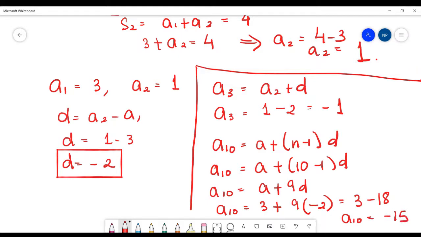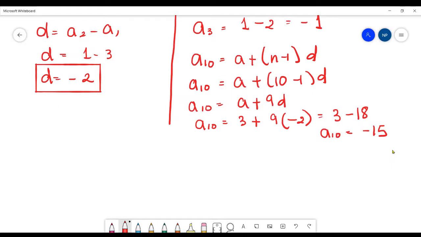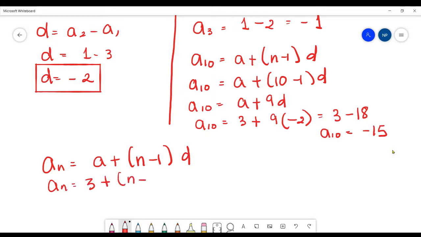Okay. And finally, the last term, that is the nth term, we have to calculate. That means an we have to calculate over here. So our an is what? a plus n minus 1 into d. Right? Substitute the values. An is equal to 3 plus, n is not given, so it will be n minus 1, and d is given as minus 2. So an is equal to 3 plus, this becomes minus 2 multiplied by n, minus 2n, minus 2 multiplied by minus 1, plus 2.